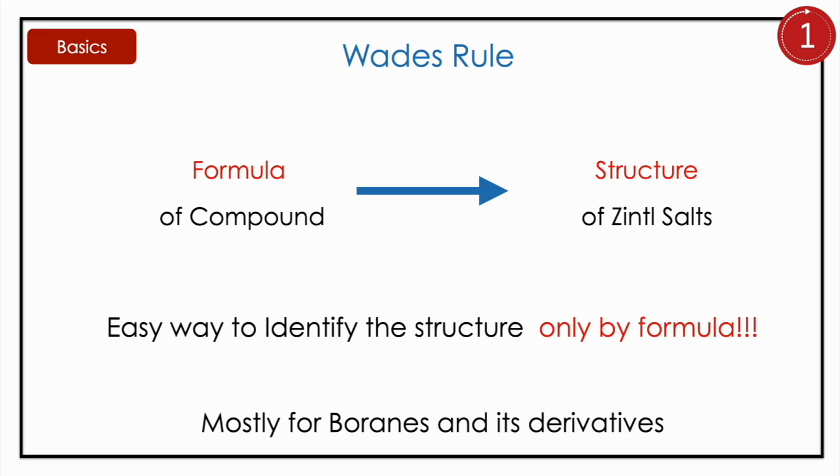We are going to find the structure of the compound through Wade's rule. So you should know what Wade's rule is and why we use it. Wade's rule is an important concept because it helps you to find the structure of Zintl salts from a simple formula. We are not using any structure or simulation or even any instruments. So it is very important and handy. Mostly we use it for boranes, heteroboranes and Zintl salts.